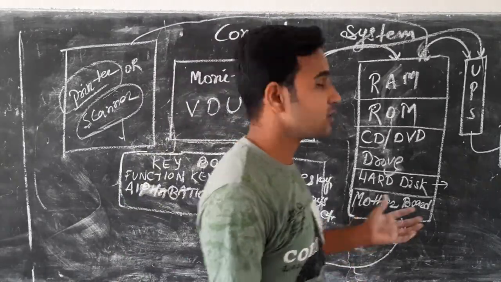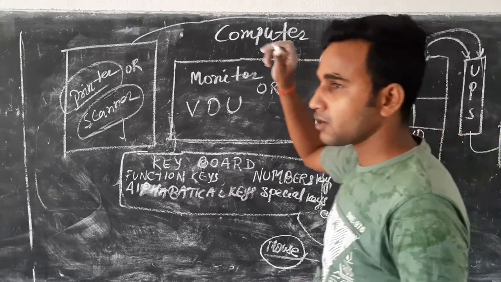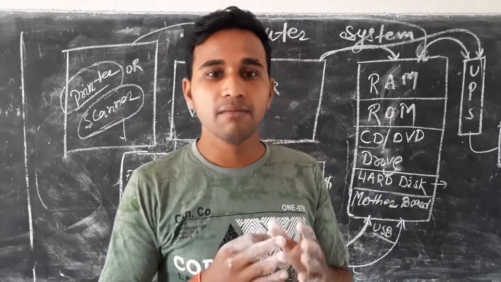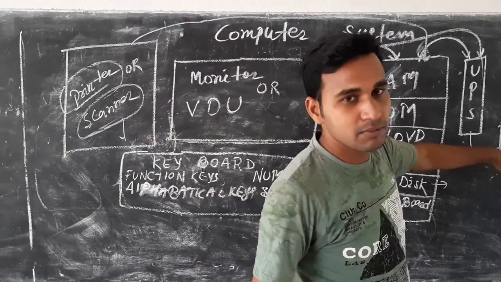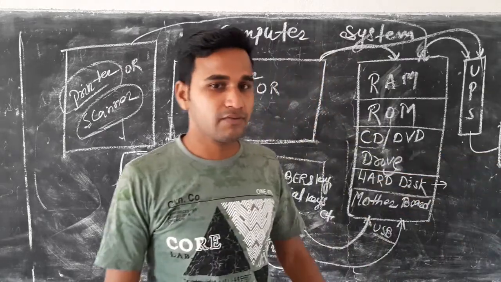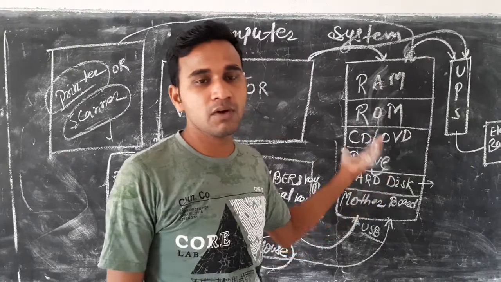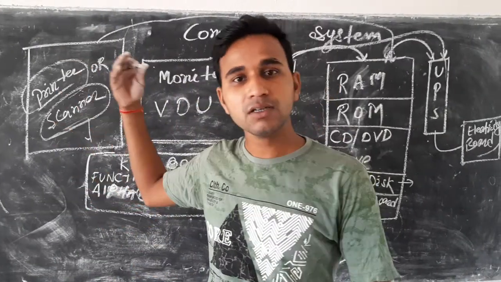So a user needs a UPS, and UPS stands for uninterrupted power supply. UPS is connected to the electricity board for charging. When it is charged, it is connected to the CPU and monitor. So these are all things about the computer system.